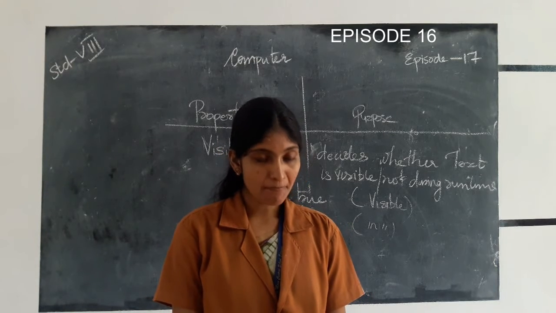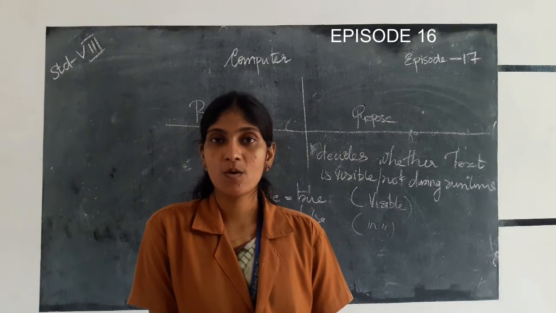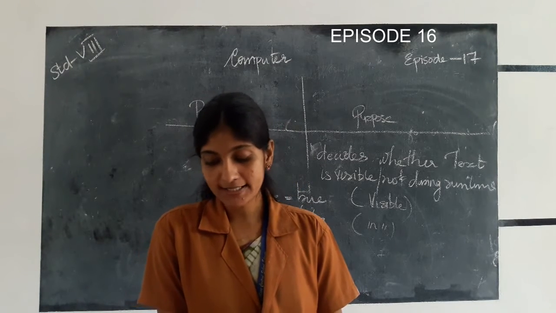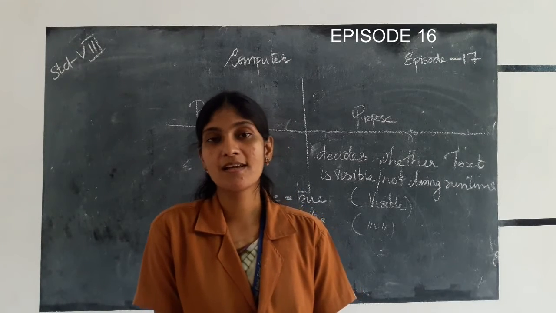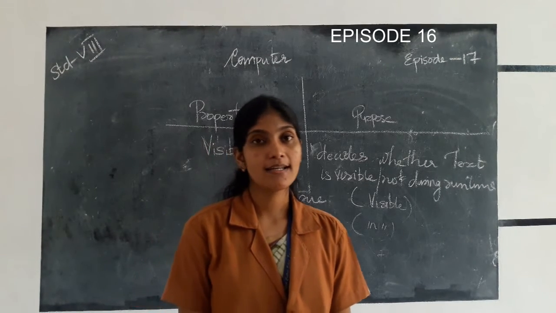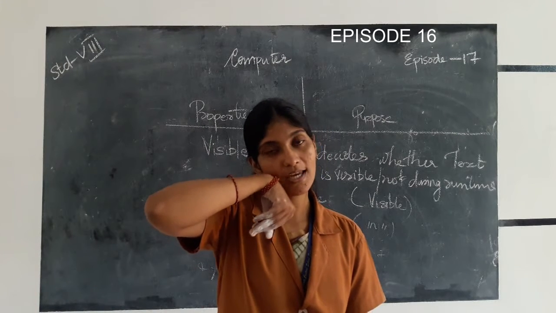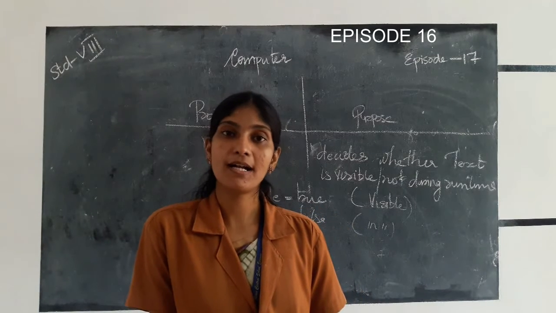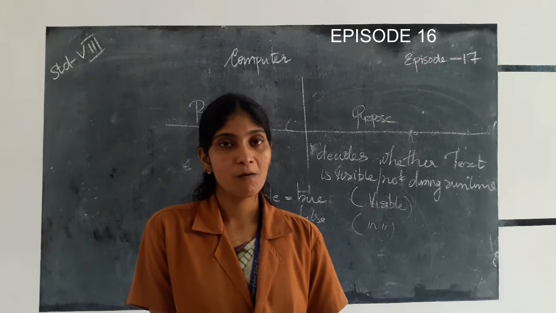Then next is multi-line. So we know in the text box there are two types, single line and multi-line. Single line means one line of text we can enter in the text box, and multi-line means, like an address, you can enter different lines in a text box. That is the purpose of multi-line. So there are two types, single line and multi-line.